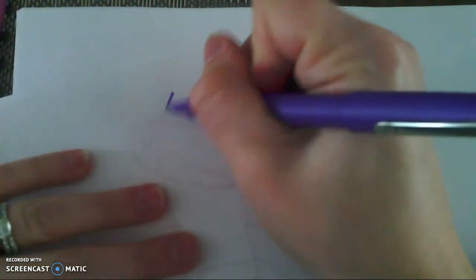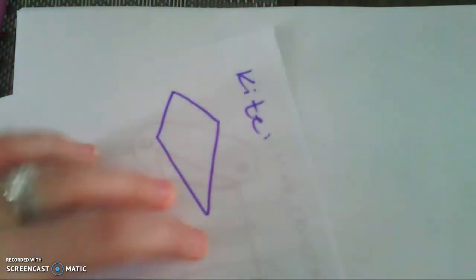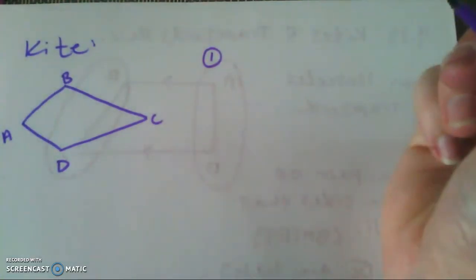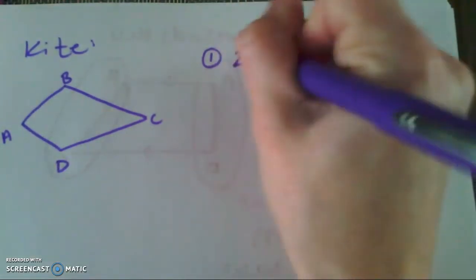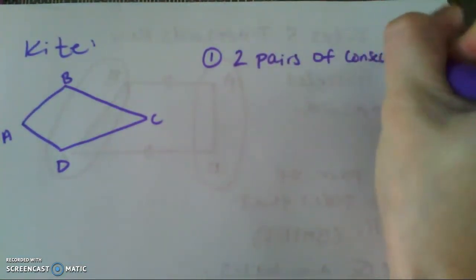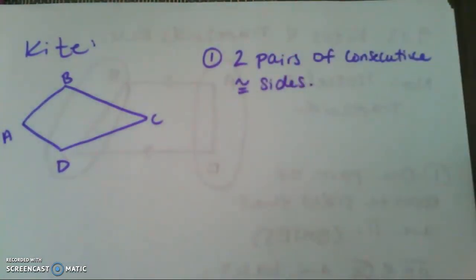Maybe not the best at drawing kites, but you guys can turn your paper and draw a kite. A kite's going to have 3 properties. First, let's just go ahead and label our kite. So I'm going to go A, B, C, and D. The first property of a kite is that there are 2 pairs of consecutive congruent sides.